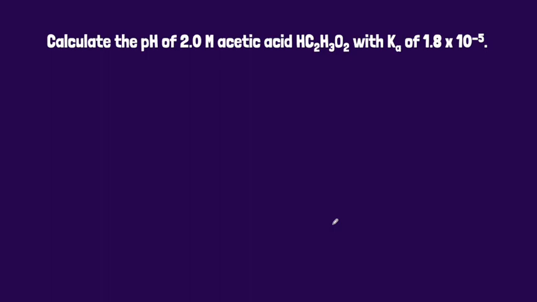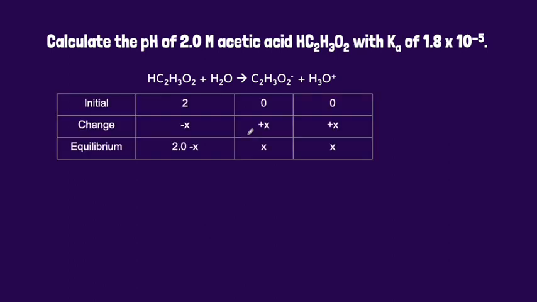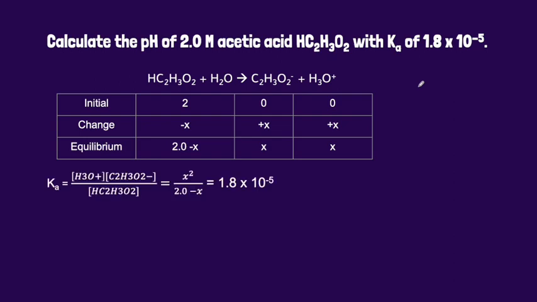Okay, so I write my equation, I write all of my species, and then I make my ICE table. Then I go with my equation. The concentration for my hydronium ion, remember that's also the hydrogen ion, is X. And this is also an X. So that becomes an X squared. And my concentration for acetic acid is 2.0 minus X.